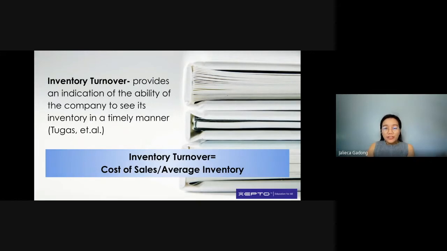Inventory turnover, on the other hand, would indicate the company's ability to sell its inventory in a timely manner. Okay, so how can the company really transform its inventory into sales? All right. So inventory turnover would be the cost of sales divided by average inventory.